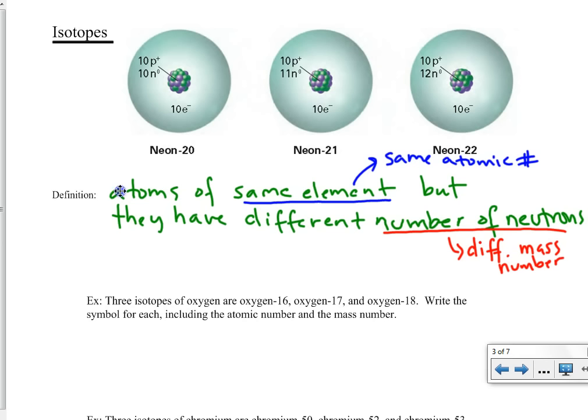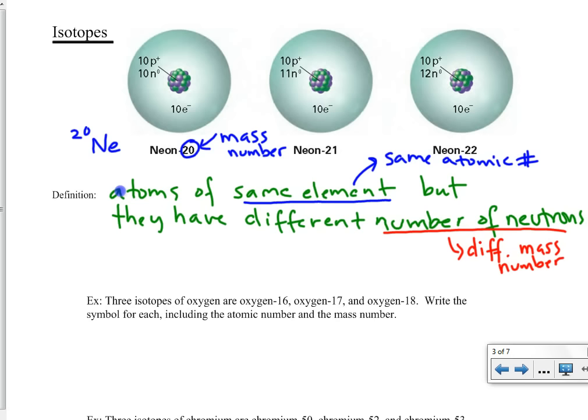We can see here in these diagrams up above, we have three isotopes of neon. They're called neon-20, neon-21, and neon-22. When you see the name of the element written out like this, followed by a dash, followed by a number, the number tells you that's the mass number. And if you were to write this in symbol notation, neon would be, of course, Ne, and it would have a 20 in the upper left corner.